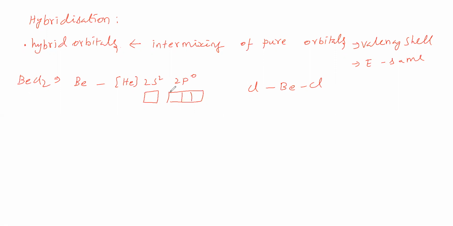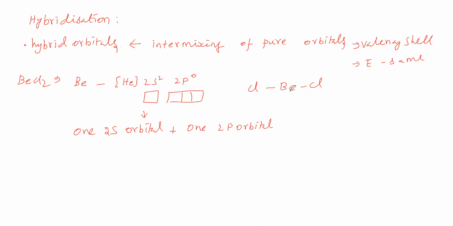Two atomic orbitals means start from the least energy orbital. The least energy orbital in the valence shell is 2s, so we take the one 2s orbital, as only one is possible. Another one is the next higher energy, that is 2p. Take one 2p orbital. Don't take all three 2p orbitals. Three are available, but how many are required? One. Therefore, take one 2p orbital for intermixing.